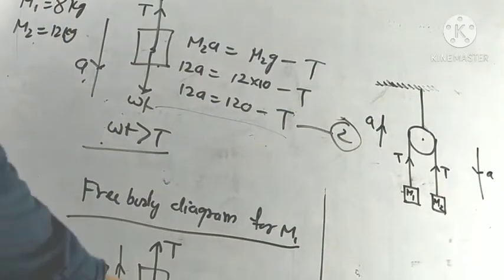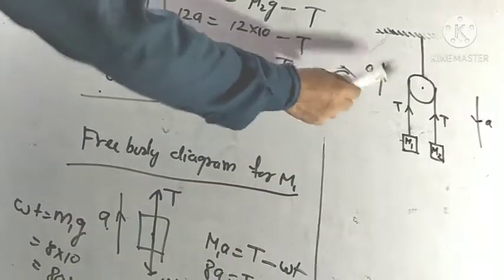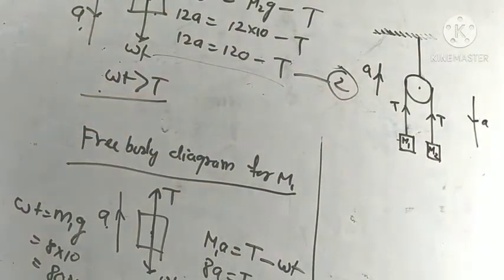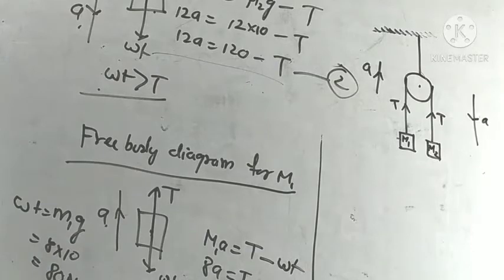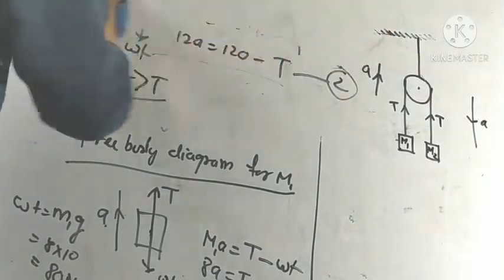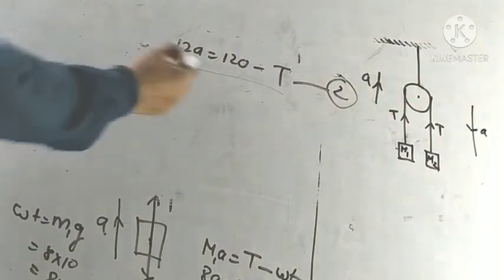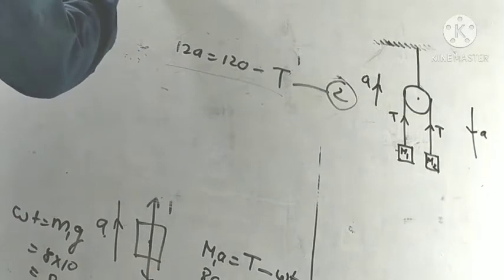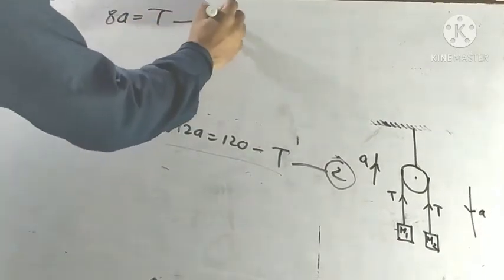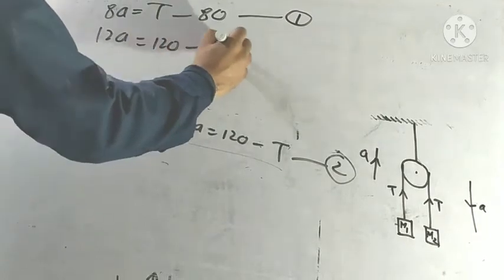So we use these two equations. With the help of these two equations, we will find out the value of the unknown quantities. Firstly we write all these equations here, equation number 2 and equation number 1. Equation number 1, 8A is equal to T minus 80, and here 12A is equal to 120 minus T.